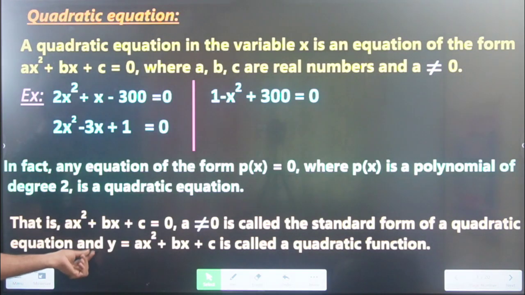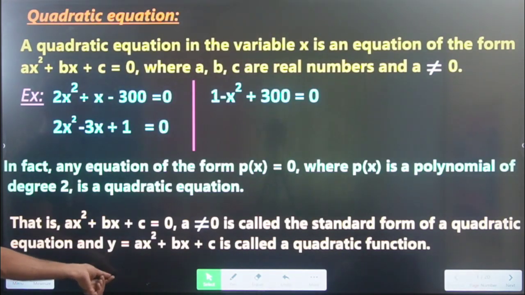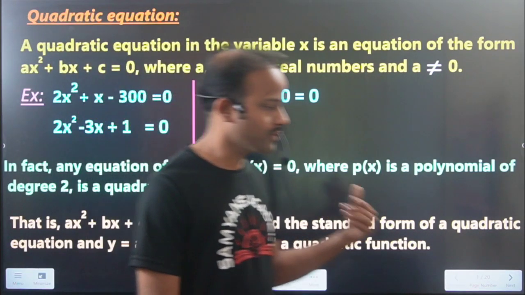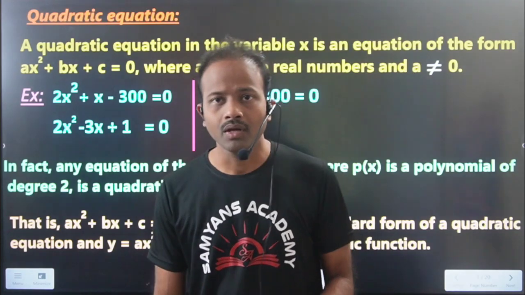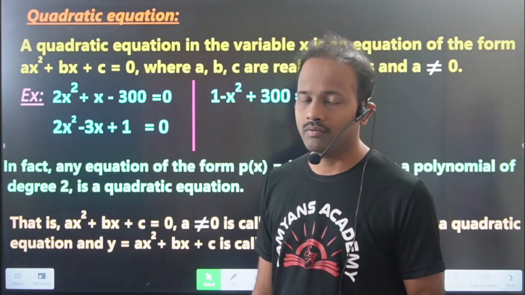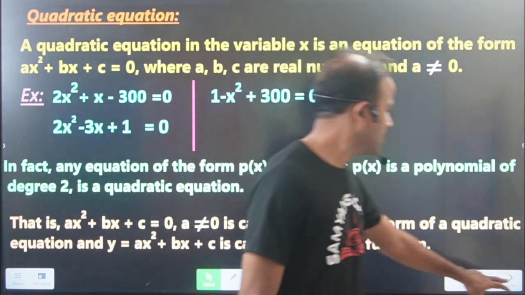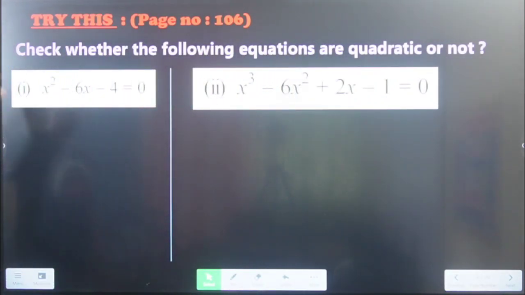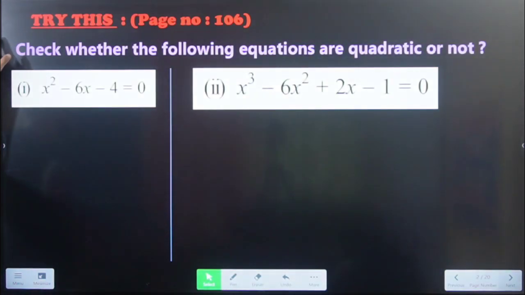And we can write in the form of function of y equal to ax square plus bx plus c is called a quadratic function. Okay, now based on this standard form, so now we are going to do some problems. Now these problems are from the try this, right? Here we have some problems from page number 106.